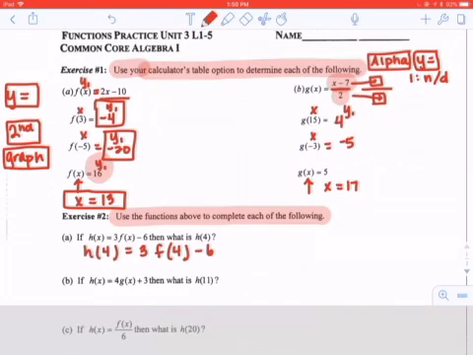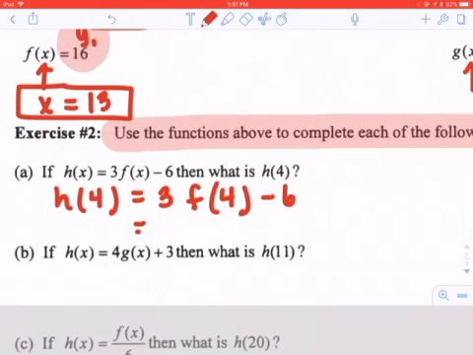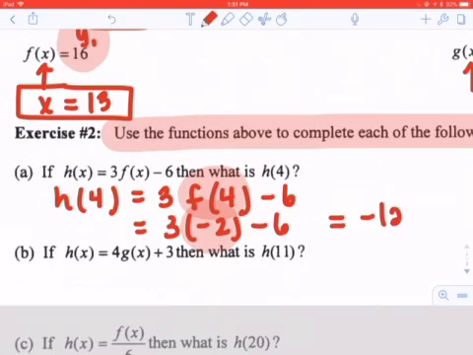All right, and f of 4, they want us to use this function up here. So f of 4 is negative 2. So h of 4 is just 3 times negative 2 minus 6. All we're doing is evaluating the function inside, getting our answer, and using that. So then 3 times negative 2 minus 6 gives us negative 12.